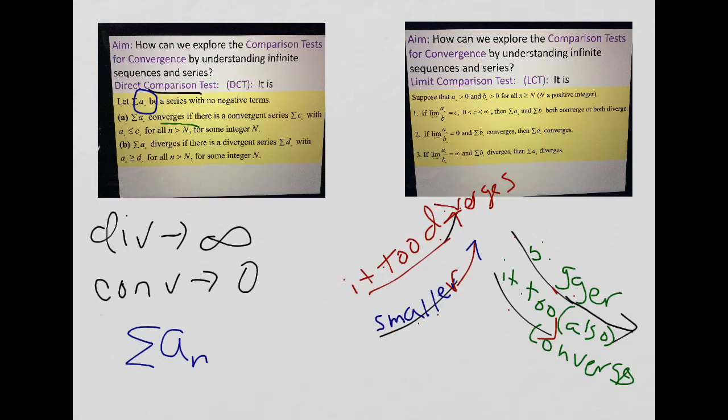Okay, and that's what's going on in the direct comparison test. So let me explain the limit comparison test. In the limit comparison test, you may be looking at these fractions. Basically, if you have two different series, a sub n and b sub n, it doesn't matter which one is in the numerator or denominator, so you don't need to know which one is bigger or smaller, and that makes LCT easier to do than DCT.